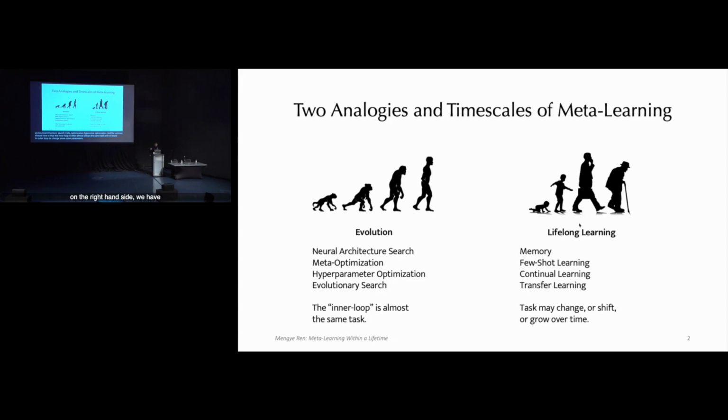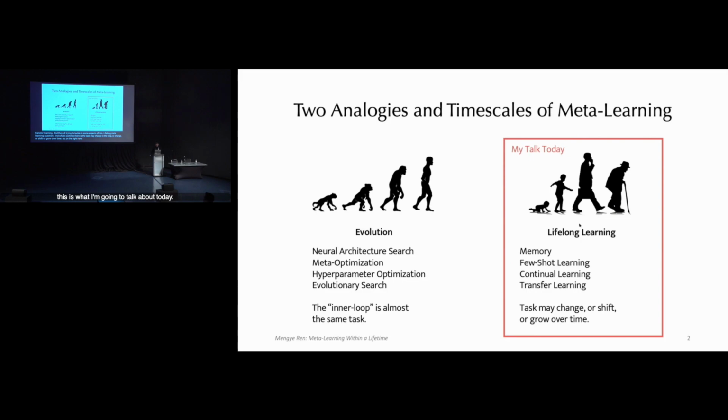On the right-hand side, we have lifelong learning, where the agent starts from knowing almost nothing and starts to accumulate its knowledge and different skills over its lifetime. By the end of it, it learns a lot about the world and can learn new skills much faster and better. In machine learning, we've seen concepts like memory designs, few-shot learning, continual learning, and transfer learning. They are all trying to tackle some aspects of this lifelong meta learning question. What's common here is that the task may change, shift, or grow over time. So the right-hand side is what I'm going to talk about today. But you can imagine there will be some form of mixed meta learning that combines evolution and lifelong learning.